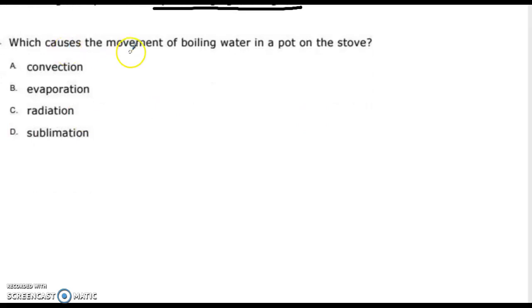What causes the movement of boiling water in a pot on the stove? What is one word I can absolutely get rid of because it makes no sense? It's something we studied back with matter. Sadie. Dry ice. Sublimation is not the answer. Now, what's another thing that doesn't cause the water to move while it's on the stove, Brandon? That one could be a maybe though, right? It's a maybe. What's the other one that's definitely not the answer? It's definitely not radiation. So now we're down to 2 answers.